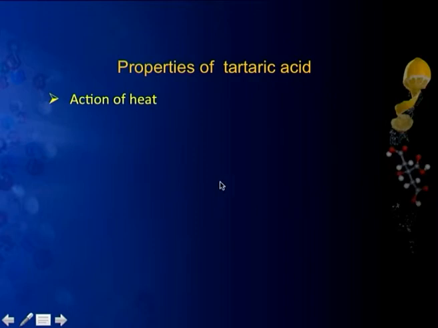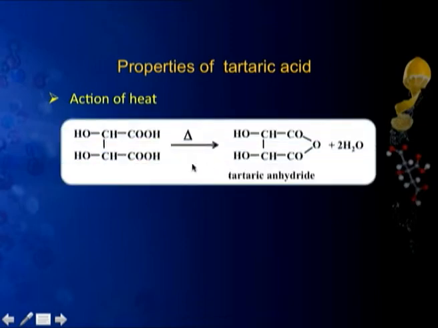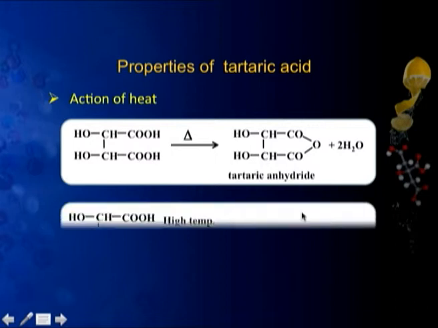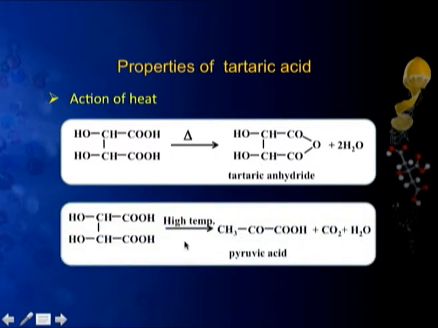Then the action of heat. On heating it gives different types of products. When it is mildly heated, simply an anhydride is formed. We call it tartaric anhydride. Then on heating at high temperature, it decomposes, that is decarboxylation occurs and then one water molecule is lost and then the other hydroxyl along with the double bond undergoes keto-enol tautomerism and we get pyruvic acid.